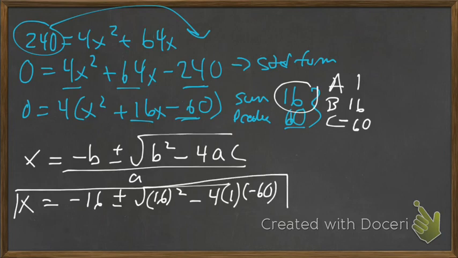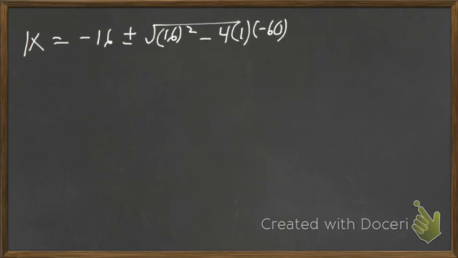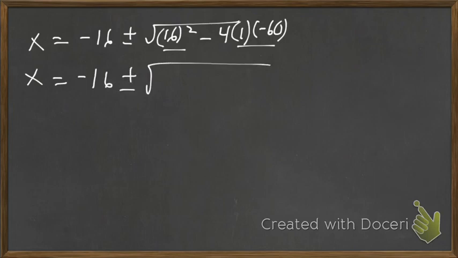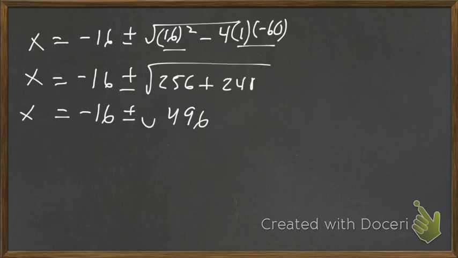All right, what is this going to look like? Let's put it on the next slide so we have some more space, okay? Not sure why it's 1x. I don't think that's possible, but that's okay. All right, let's work out 16 squared and this monster over here. So x is equal to negative 16 plus or minus root 16 squared is 256. You got two negatives here, so that's going to be positive 240. 256 and 240 is 496. So x is equal to negative 16 plus or minus root.